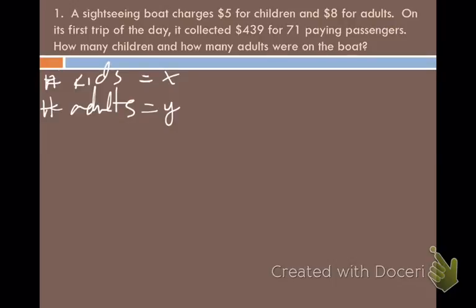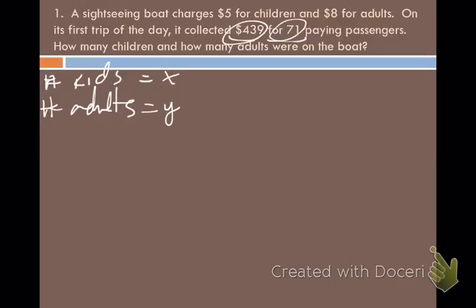Okay? Now, your two equations, where do they come from? Well, there's two situations, one where we count the passengers and one where we figure out where the money is coming from. So we're going to count the passengers, and then we're going to turn the number of passengers into the amount of money that was collected.